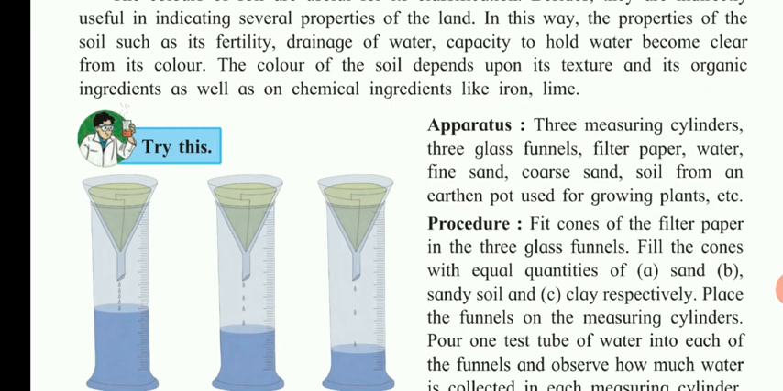And the color of the soil depends on the texture and the organic ingredients, and the chemical ingredients like lime and iron. The color depends on the organic substance. The organic substance like cow dung, which farmers mix in the soil, is like that.